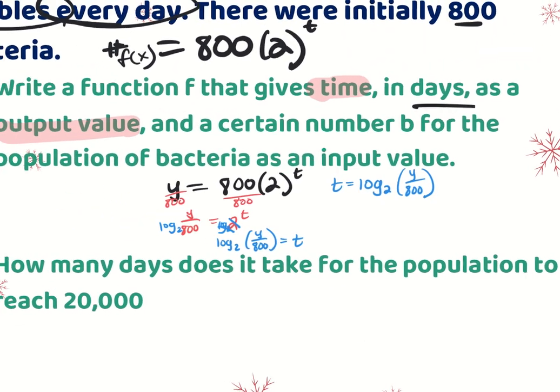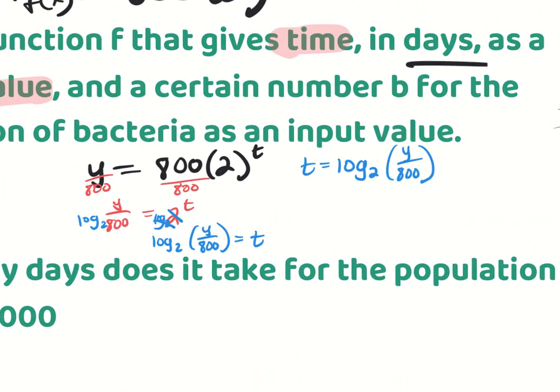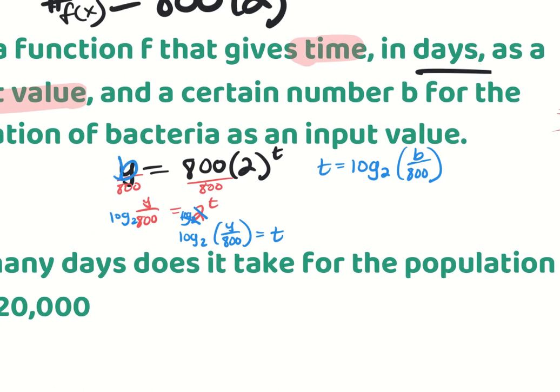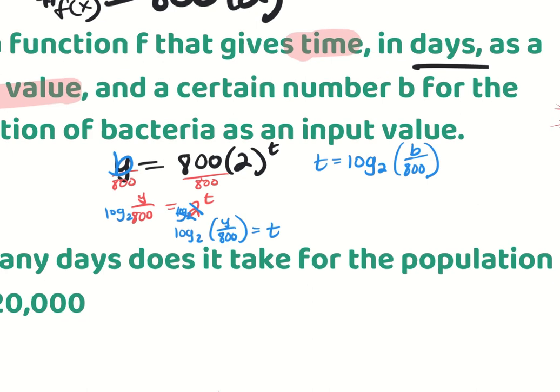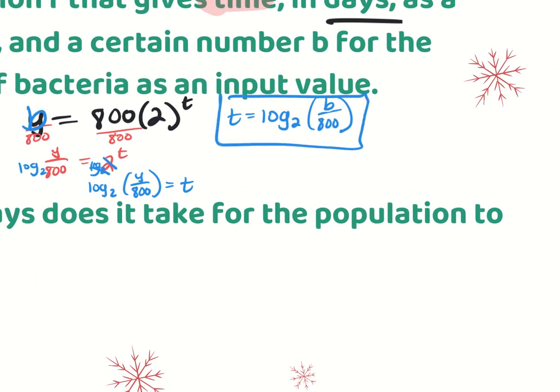And actually it says the number of bacteria is b. So we're going to change the y to b. And you could have done that from the beginning. You could have made it b from the beginning. But that's what you're looking for. So you have to, again, know your vocab enough to know that output means where the y goes, and that's the one I have to isolate.